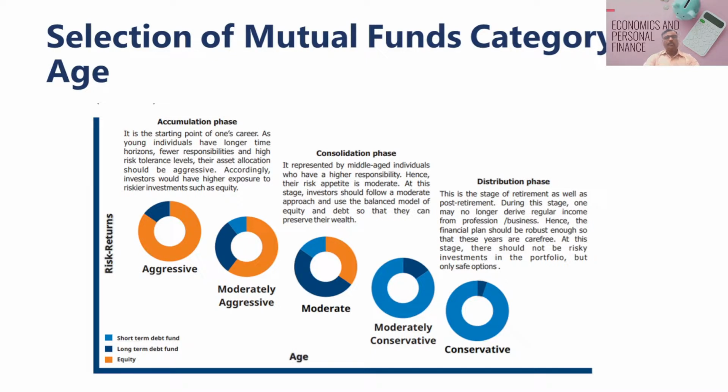The slide shows the graph of age versus type of mutual fund you should choose for investment. The first phase is accumulation phase. It is the starting point of one's career, as young individuals have longer time horizons, fewer responsibilities, and higher risk tolerance levels. Their asset allocation should be aggressive. Accordingly, investor would have higher exposure to riskier investments like equity funds. It may include mid cap funds and small cap funds.